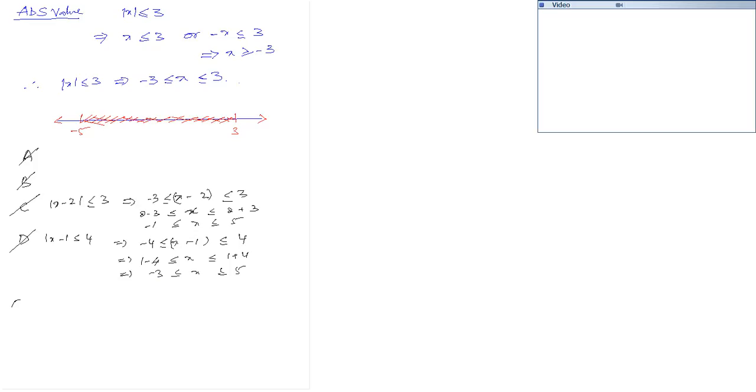Because E gives me what? Mod of x plus 1 is less than or equal to 4, which means x plus 1 lies between minus 4 and 4. Here I don't want plus 1. So what should I do? I need to subtract 1 across. So I'll get minus 5 less than or equal to x less than or equal to 3, which is this answer. Got it?